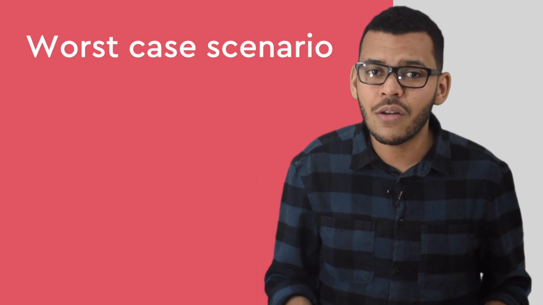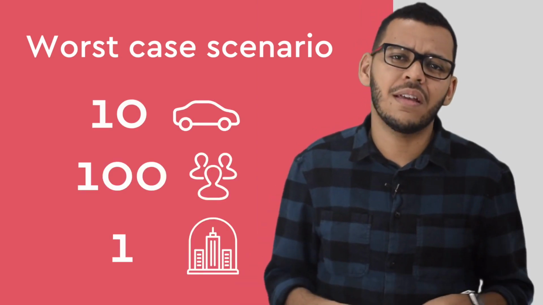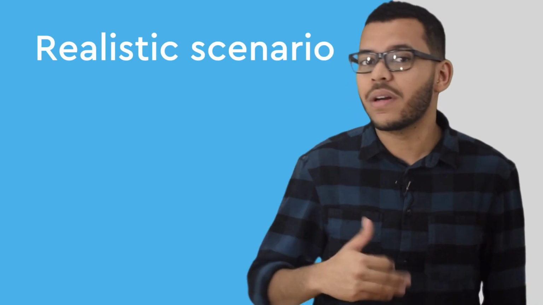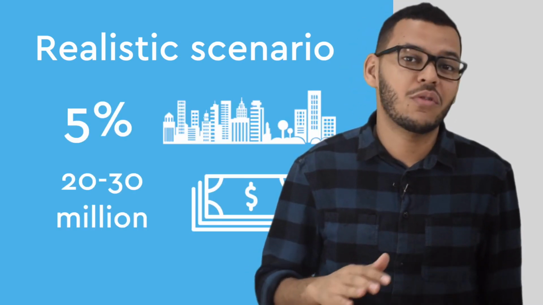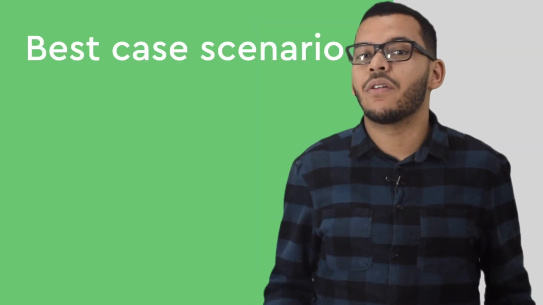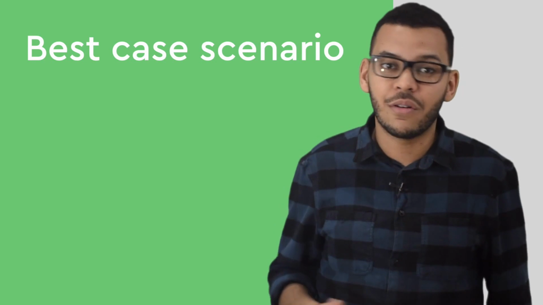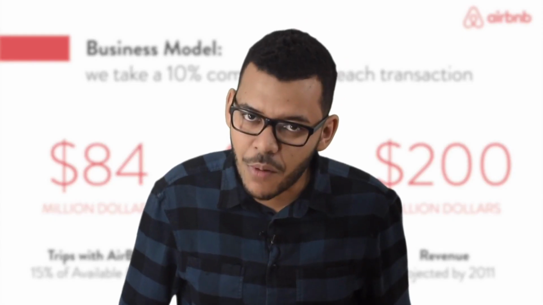A worst case scenario where they remain like a 10-car company, 100 client service just in one city. A realistic scenario where Uber gets 5% of the top 5 US cities, which actually represents $20 to $30 million per year in profit. And then a best case scenario where Uber would become a market leader, $1 billion plus a year in revenue. Who would have guessed that their prediction actually fell short of the type of company they became?